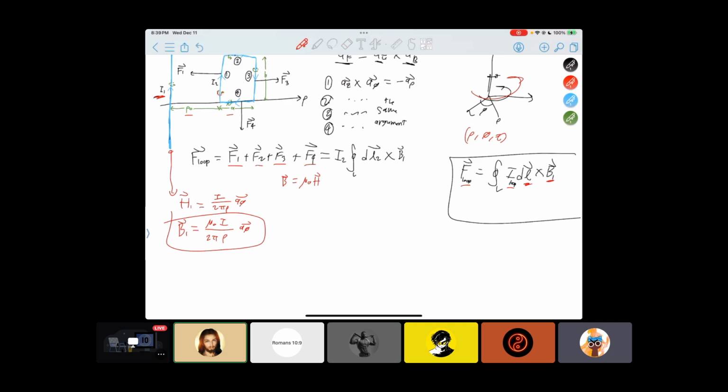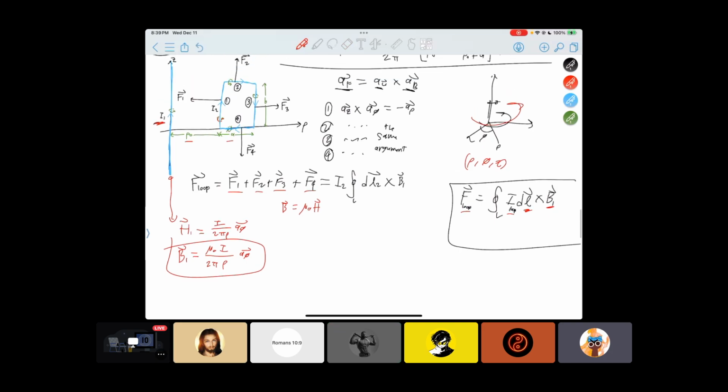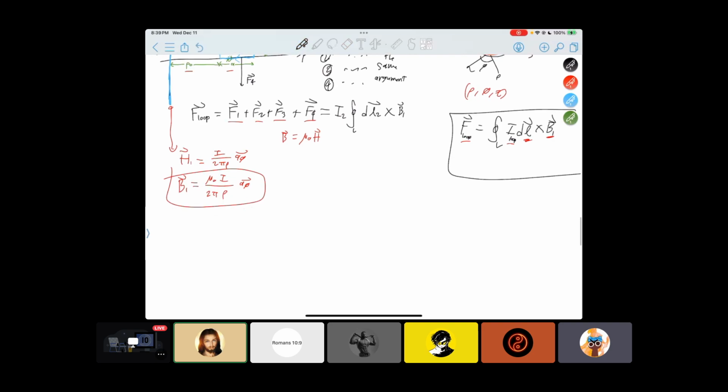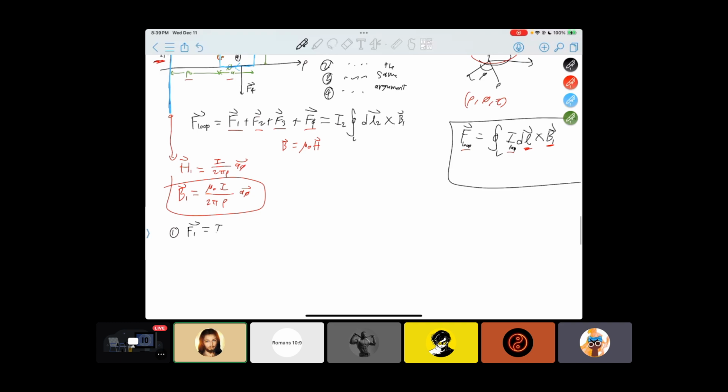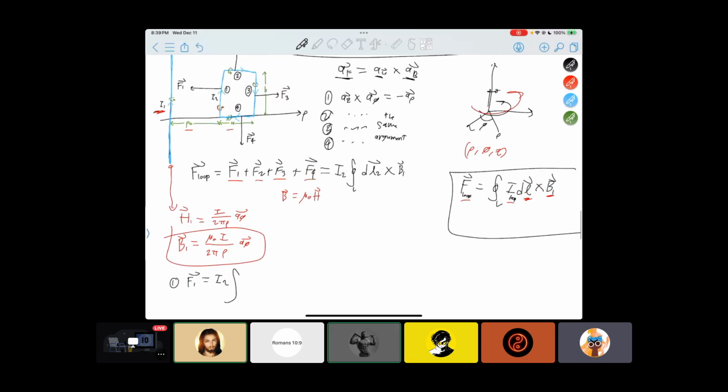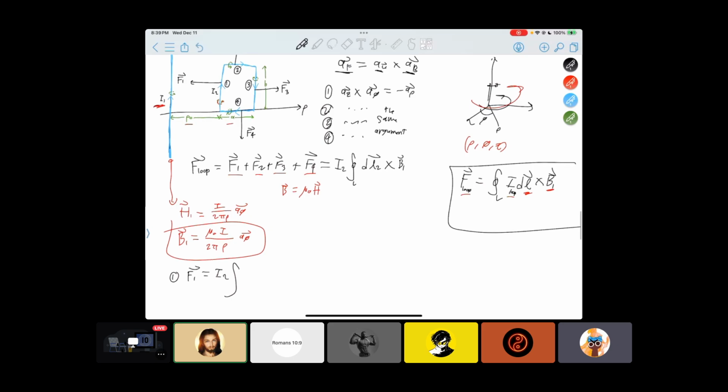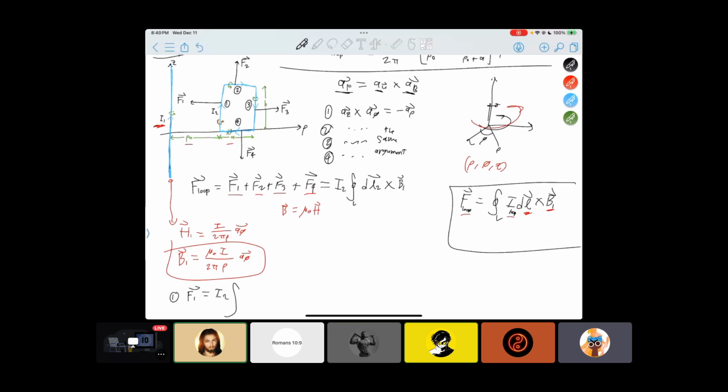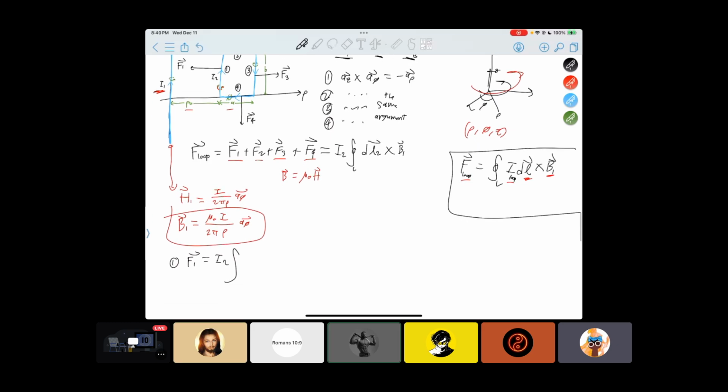Okay, so let's start with F1. All right, this actually starts to make a little more sense now. So F1, let's start with this one. I2 is going to be taken out because that's always constant no matter what. What direction is F1 going towards? Well, no, we have to take the length of the current.